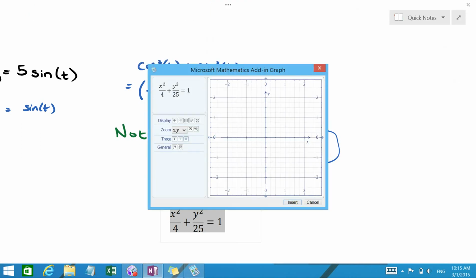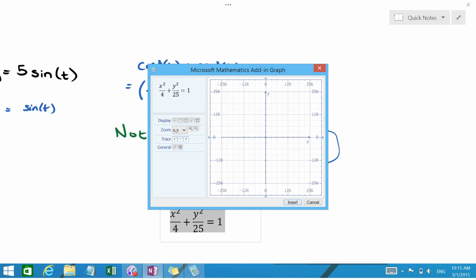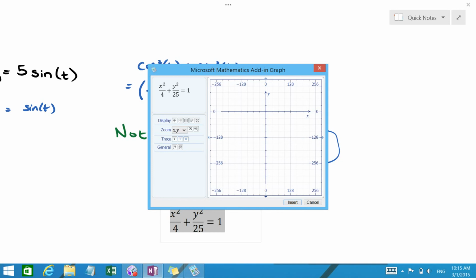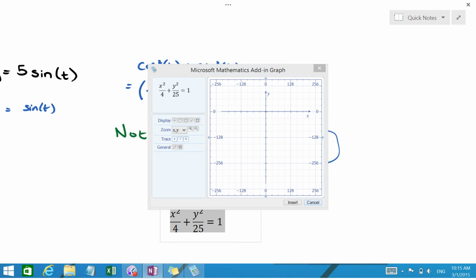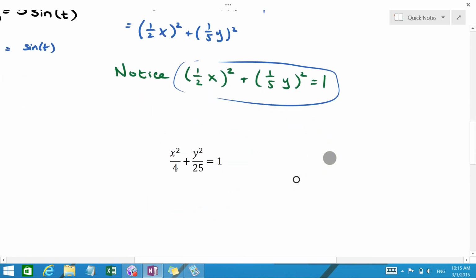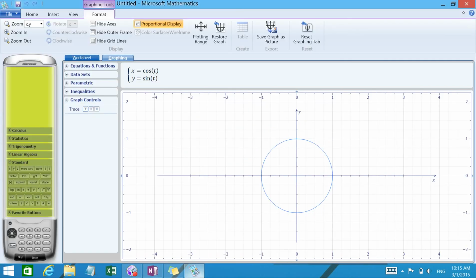Okay, let's zoom out a little. Bizarre. Oh, by now I should have seen it. This is very strange. Okay, well, in any case, we can do it here on this Microsoft Mathematics.